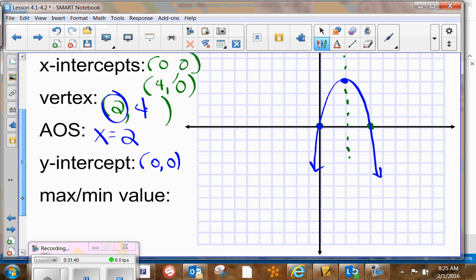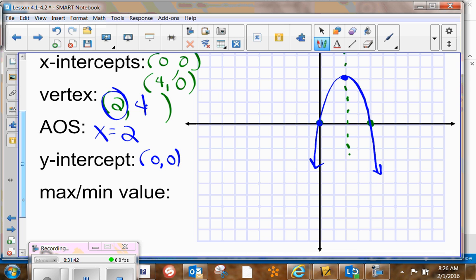So is my vertex a maximum or minimum in this problem? Maximum, because it's the highest point on the graph. And what is the output of that vertex? This would be the maximum value. It's the output. It's the y of my vertex. 4. Very good. It's the output of my vertex. Maximum value.